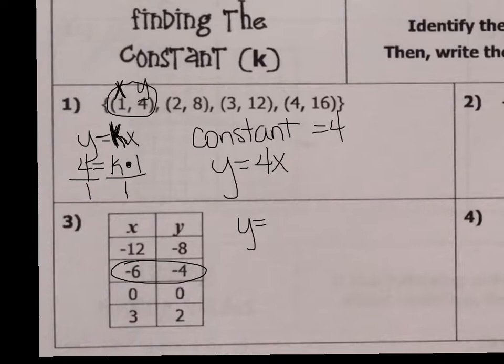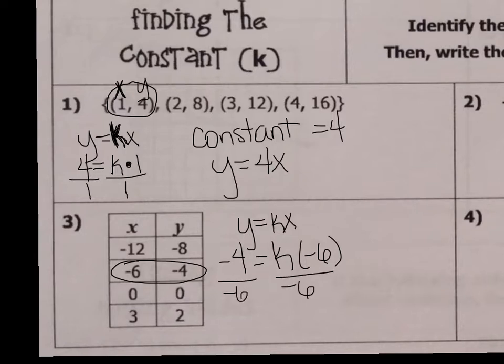Direct variation is always written in the form y equals kx. We're going to plug in -6 for x, and we're going to plug in -4 for y. It doesn't matter which ordered pair you choose, you will always get the same constant. To solve for k, we're going to divide both sides by -6 because it's being multiplied, and this reduces to a positive 2 over 3. It's okay to have a rational number for your value of k. So our constant of variation is 2 over 3.